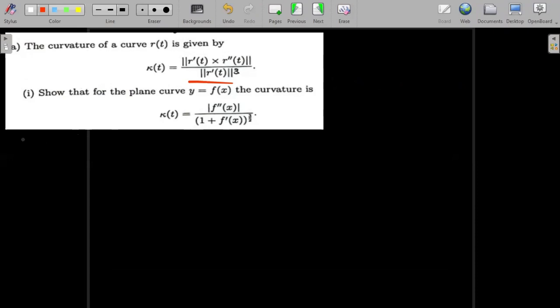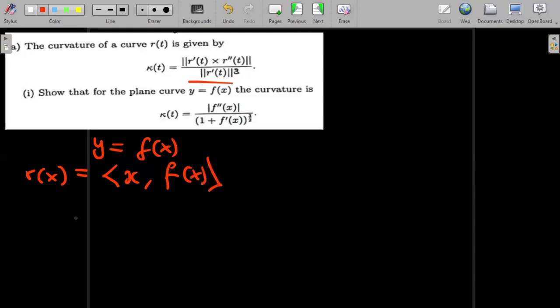How we do this, we will say we have y equal to f of x, then we will let r. Here they're telling us that r prime of t cross r double prime of t over this is equal to the curvature. So we'll write our equation in terms of r. We say r of x. We have a vector r of x defined by an input of x and what? f of x, like this.